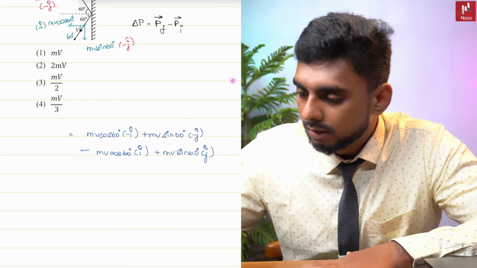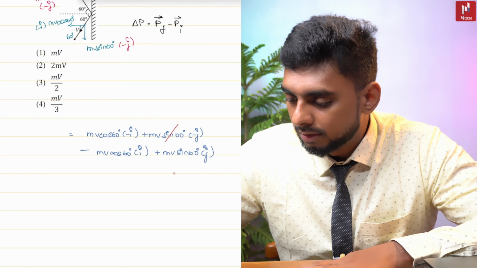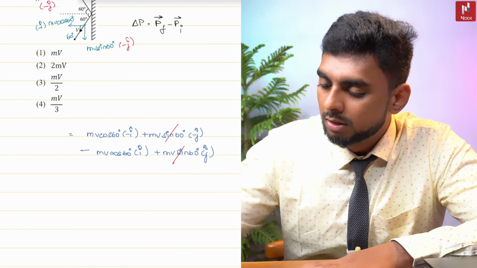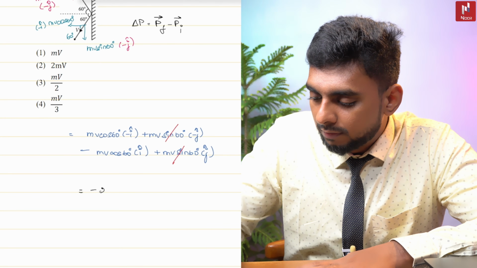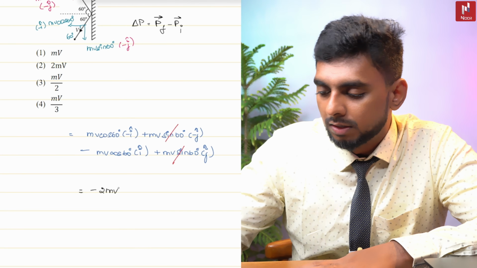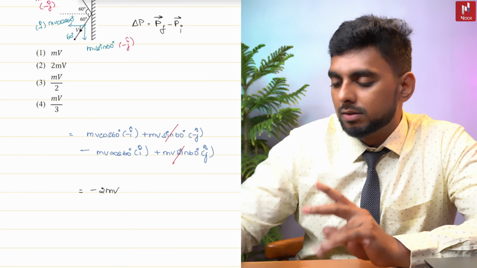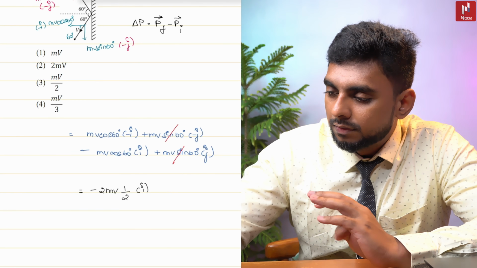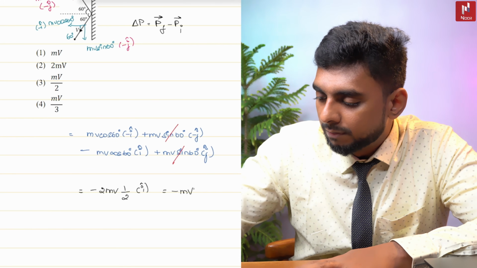Okay, so when you look at this, it is pretty obvious. This one is negative, the other one is positive, so those two y components will get cancelled out, and these two will get added. So you will have negative of 2 mv cosine 60 degree. Okay, so what will be the cosine 60 degree? Cosine 60 degree will be 1 by 2, right? So that will be 1 by 2 i cap. Got it? So the 2 will get cancelled out, and you will just be left with negative of mv.